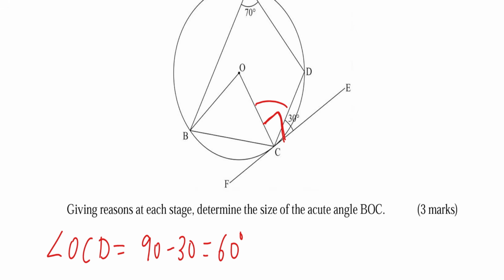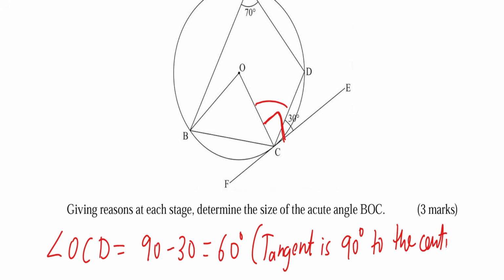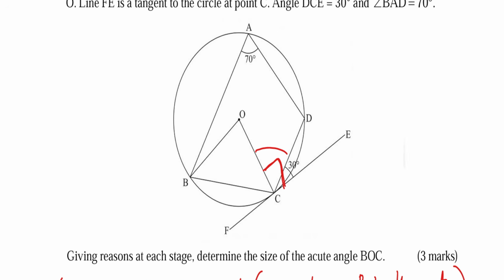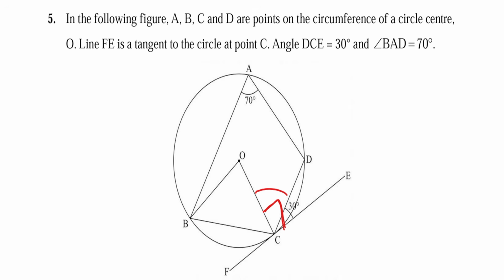And why? Because a tangent is always 90 degrees to the center of the circle. So that's the first thing. Therefore this is 60 degrees. And obviously this is 90 as well, because it's also a tangent.